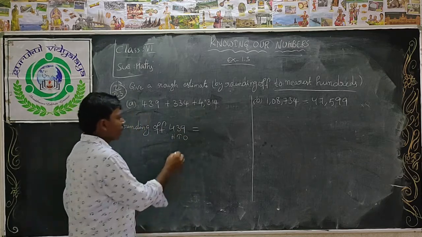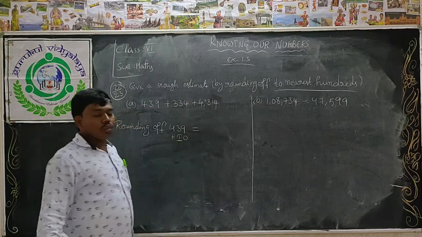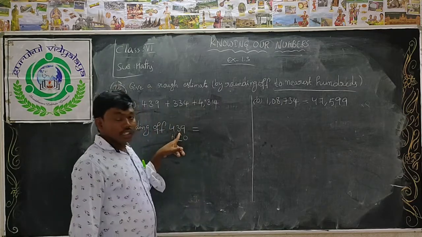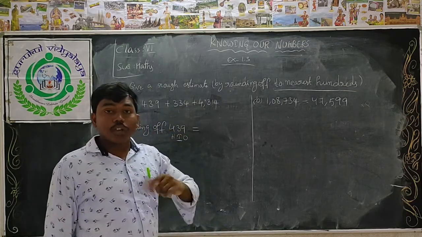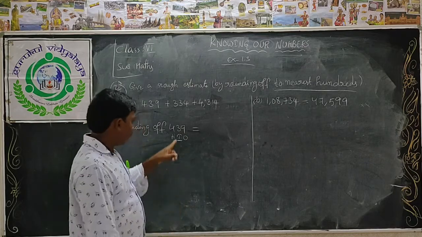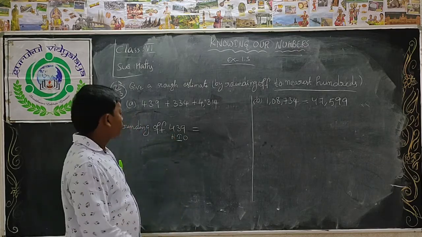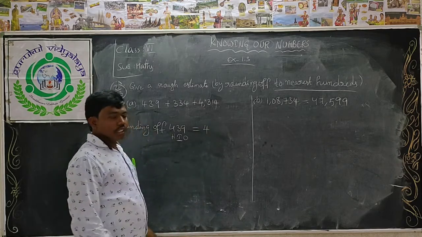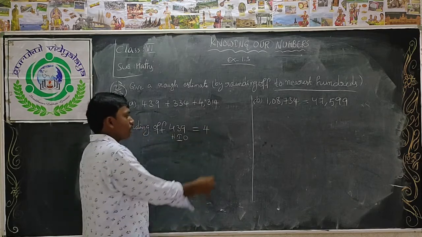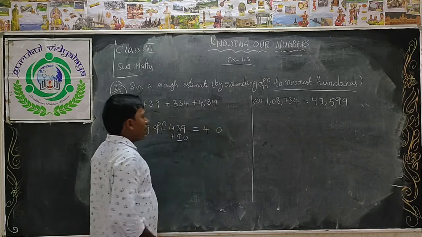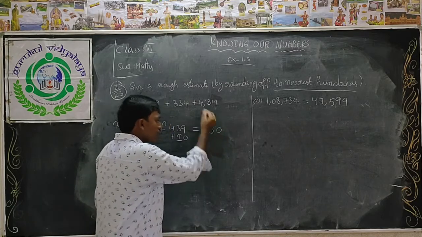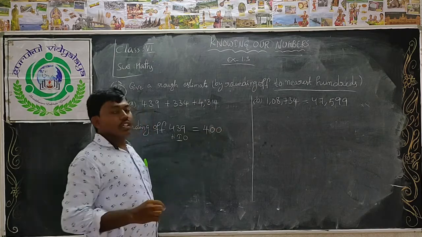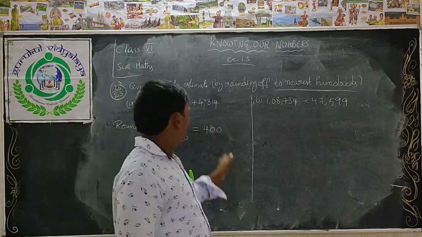See the children, identify the tens place value. So what is the tens place value in the 439? 3. Is it less than 5 or not? Yes, less than 5. So no need to change the 100 place value. 4 will be again 4. The remaining 2 places, ones place will be 0 and tens place will be 0. 400. 439, nearest 100 is 400.